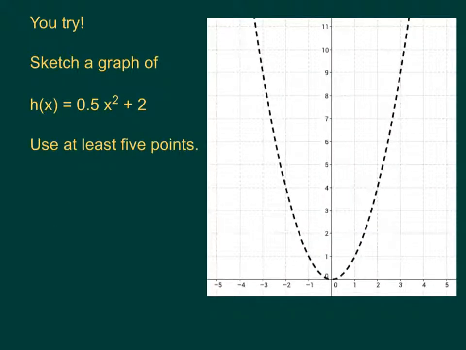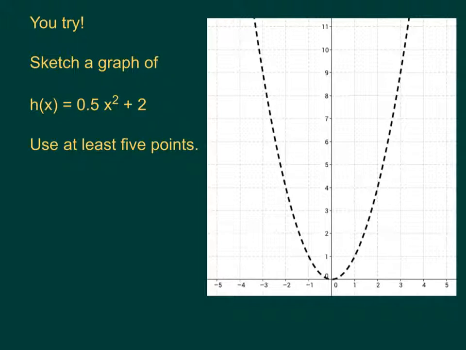Now I want you to give it a try. I've provided, once again, a graph of y equals x squared, so you have it for comparison. And I want you to graph h of x equals 0.5 x squared plus 2. Don't be afraid to have decimals or to pick points that are going to work conveniently for you. And there you go. Pause the video, try to plot it using at least 5 points, and then compare your answer to what you see.